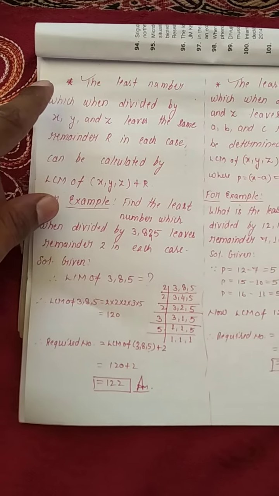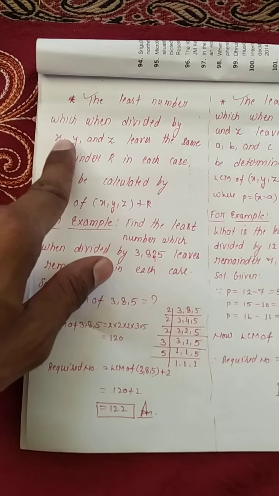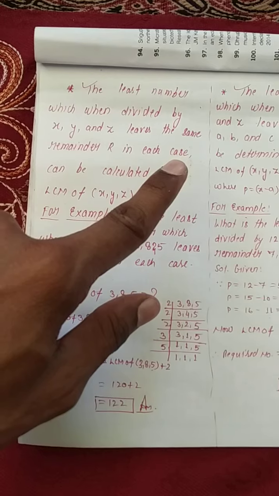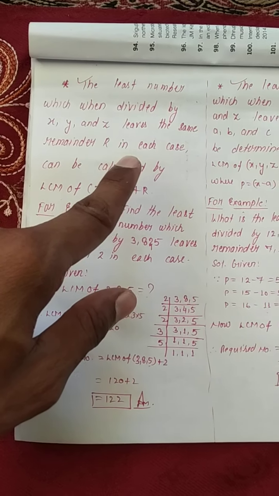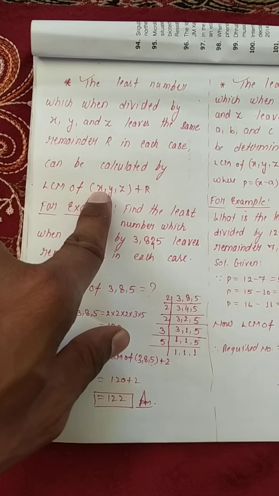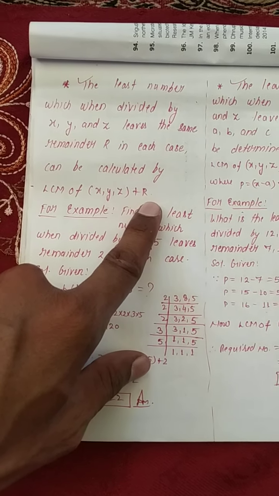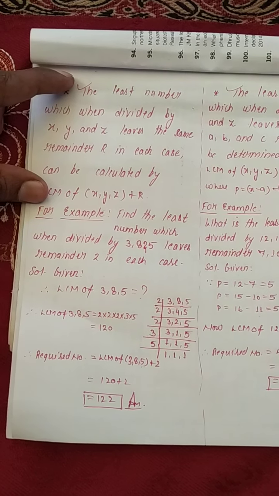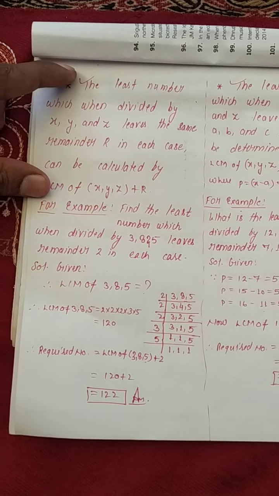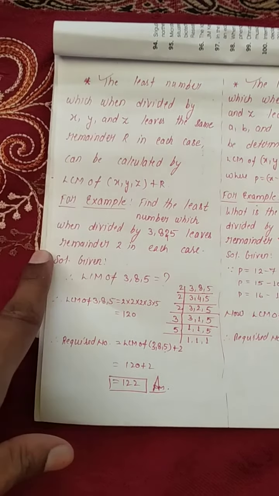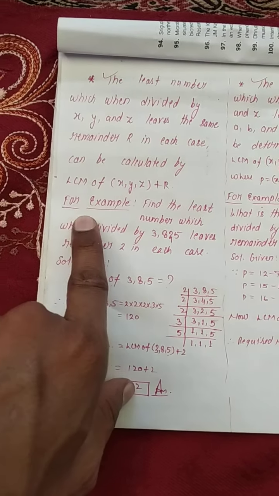Now the concept is: the least number which when divided by x, y and z leaves the same remainder r in each case can be calculated by LCM of x, y, z plus r. See, this statement is very much important because this statement will help us to solve the question based on this concept. Now this will be more clear with the given example.